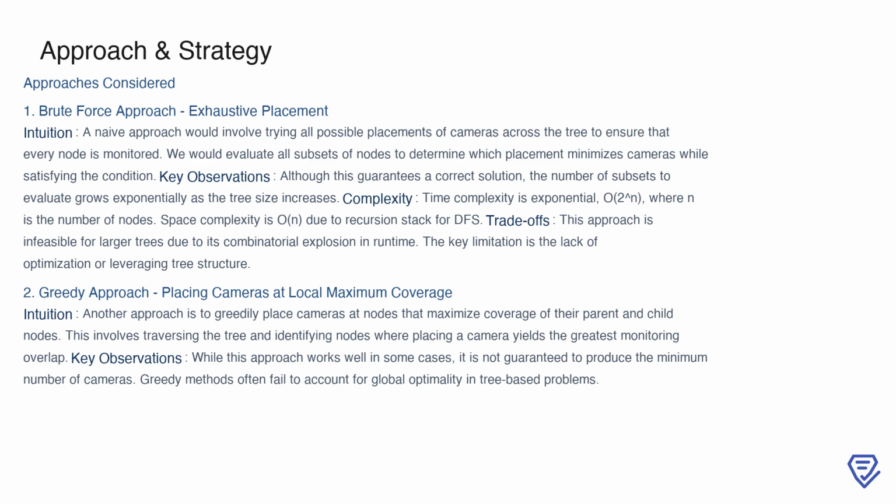The first is the brute force approach, which involves trying all possible placements of cameras across the tree. The intuition here is straightforward: evaluate every subset of nodes to determine which configuration minimizes the number of cameras while ensuring all nodes are monitored. However, this method quickly becomes impractical as the tree size increases. The number of subsets grows exponentially, leading to a time complexity of 2^n, where n is the number of nodes.